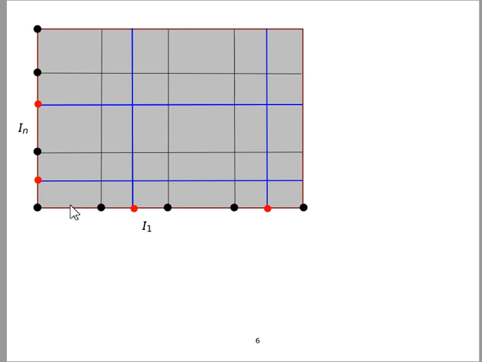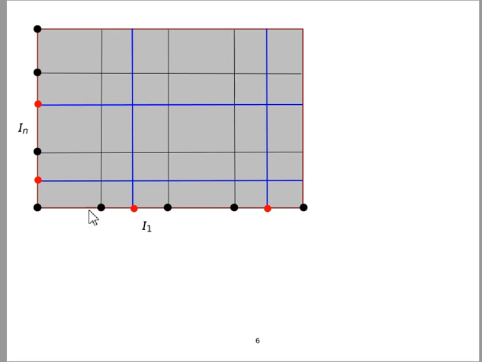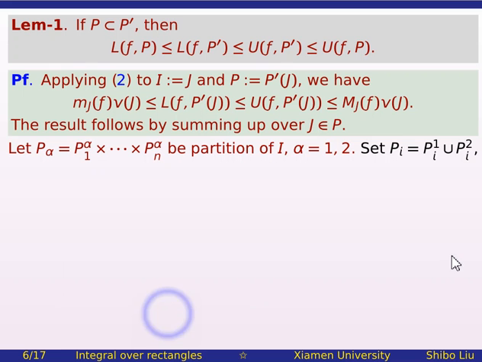Our P1 introduced here, for the case small i is 1, is the union of P11 and P21. That is all the points, no matter black or red. All these seven points are our P1 here, for small i equal to 1.